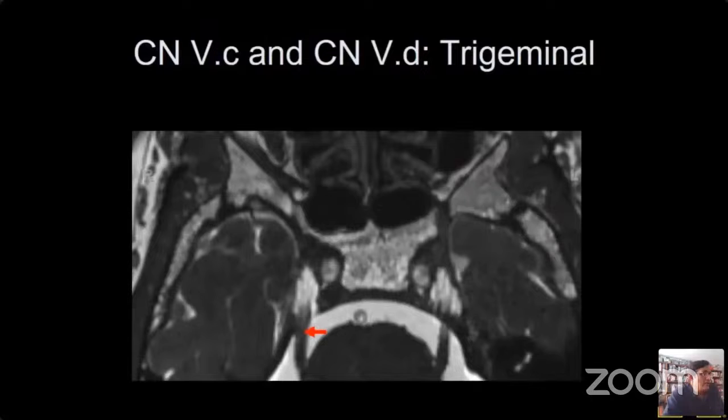And you can see that in all its glory, the cisternal portion arising from the side of the pons, not the ventral surface, not the dorsal surface, but from the side of the pons. And it enters Meckel's cave here, where it terminates into the trigeminal ganglion.